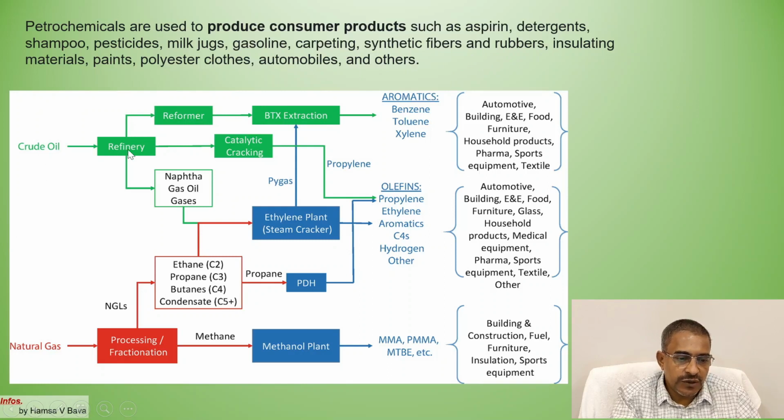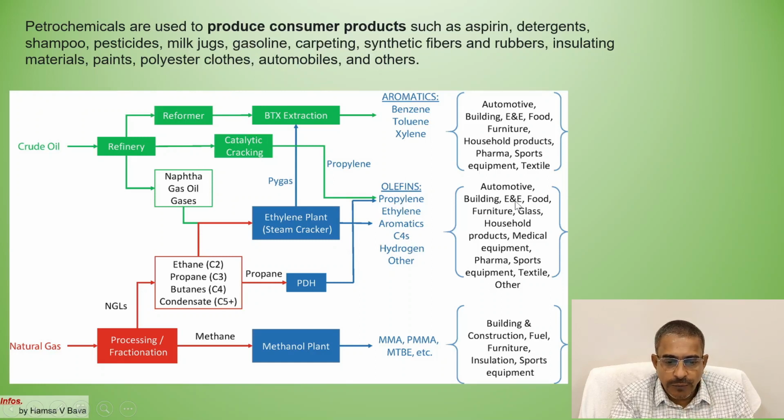You can see from crude oil, refinery and reformer, catalytic cracking, all naphtha, all ethylene plant, all coming here. Aromatic line and olefin line is there. See the products from the aromatic line: automotive, building, electrical or food item, furniture, household product, pharma, sports equipment, textile. From the olefin route also, from naphtha oil also coming here, from natural gas also, C2, C3, C4, C5. See it is coming here: ethylene, propylene, ethylene, aromatic, C4s, hydrogen.